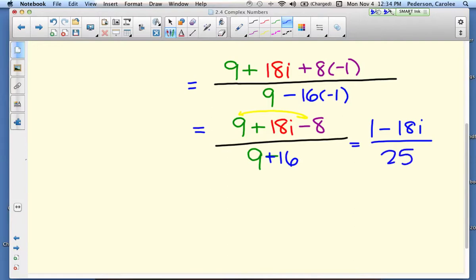Now just break up this fraction. 1 over 25 minus 18i over 25.